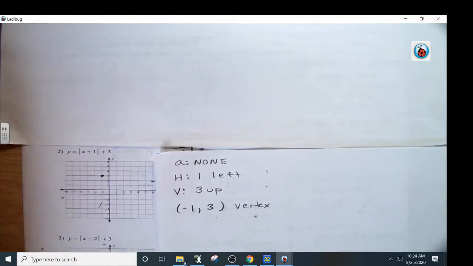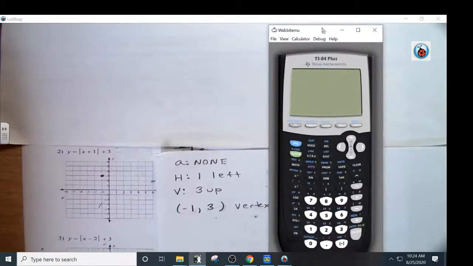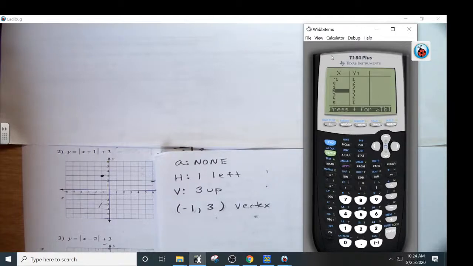if we put that in our calculator, so y equals, going to clear that out. Absolute value, that's going to be x plus 1. Come out of the absolute value plus 3. Okay, so that's my graph. It should go up. There you go. Now the vertex is negative 1, 3, so I'm going to go to my table.